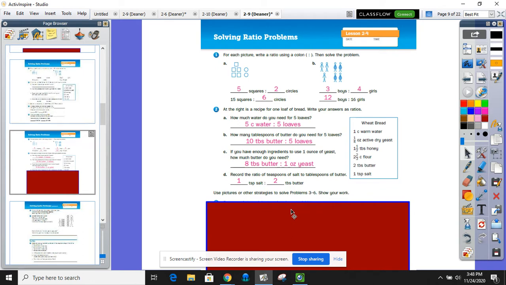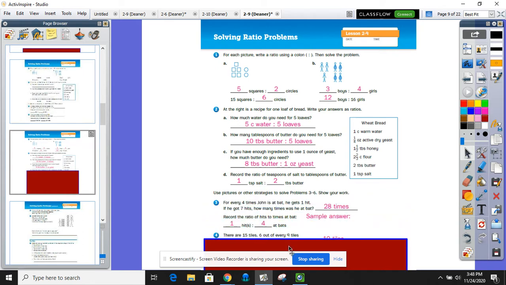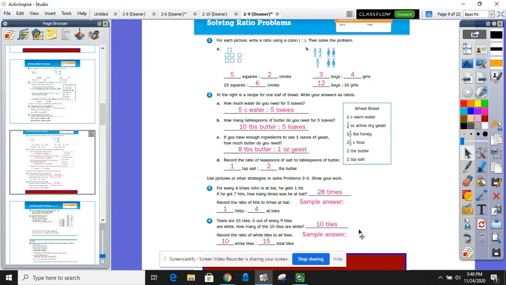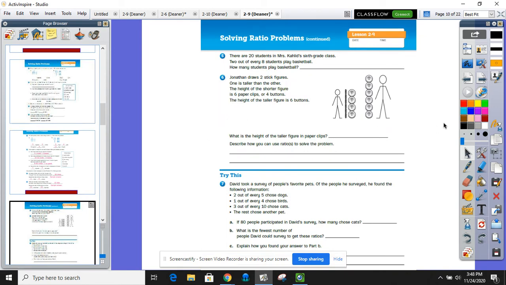Then we're going to continue with the same problems about batting. Did you draw pictures, or did you mathematically figure them out? So most of these were all about the proper way of writing a ratio. The next page has you really solving problems.